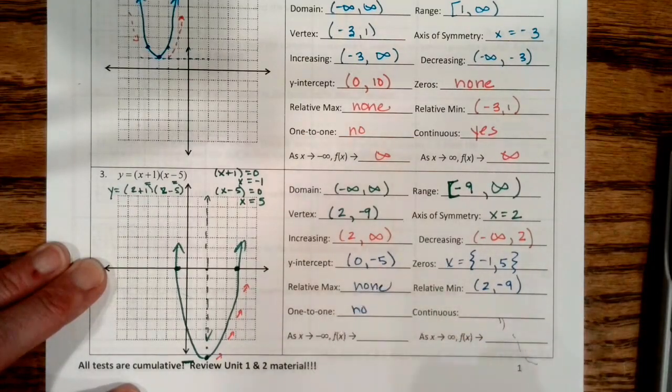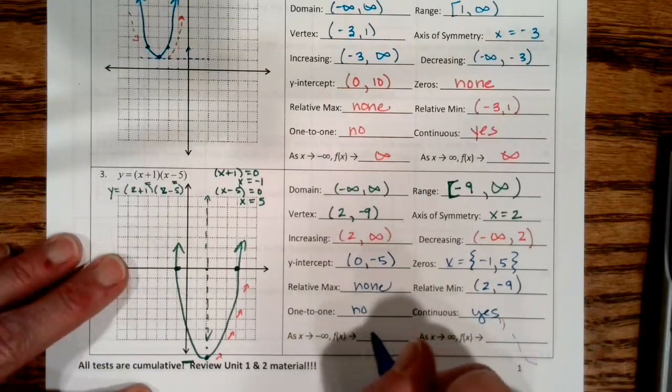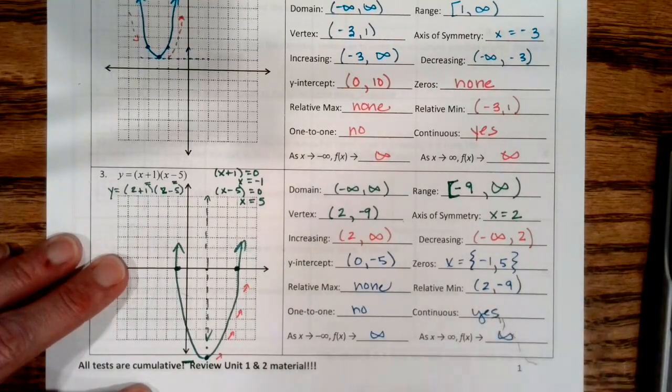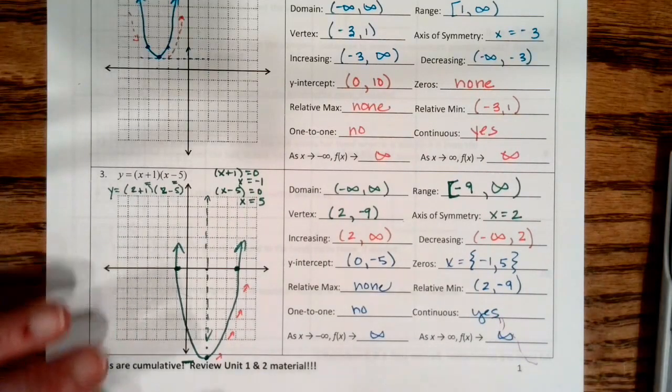No, it's not one-to-one. Yes, it is continuous. As x approaches negative and positive infinity, I head towards infinity. All right, page 1, good job.